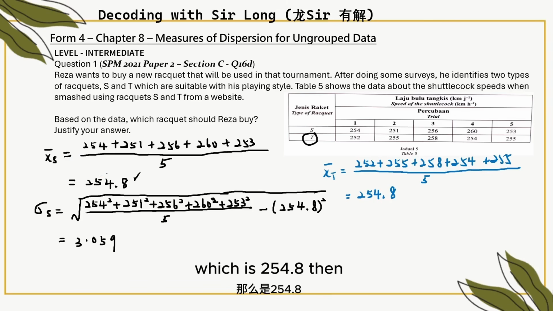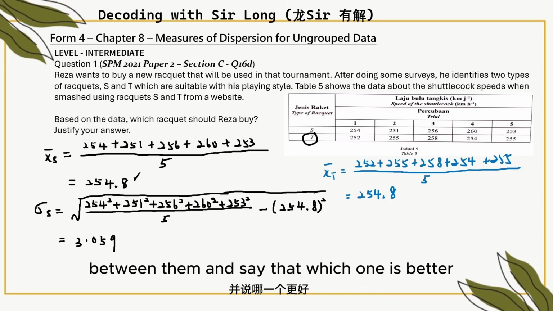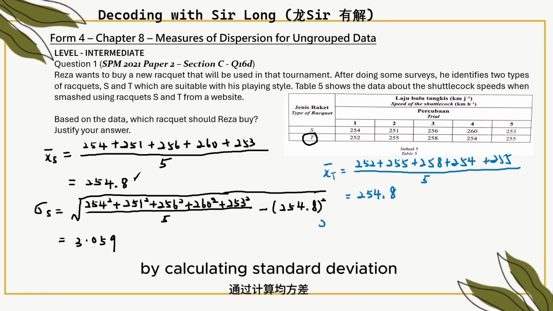So actually, in the first part, we find that both means are exactly the same, right? Which is 254.8. Then, if we are going to use the mean only for justifying your answer, we are not able to differentiate between them and say which one is better. Therefore, we have to do it further by calculating the standard deviation.